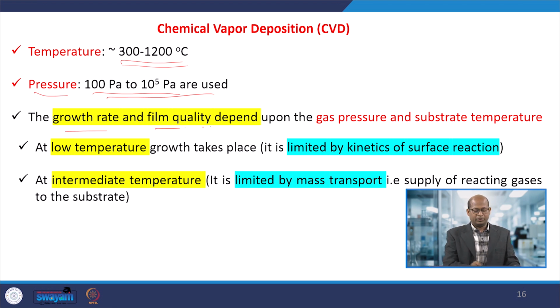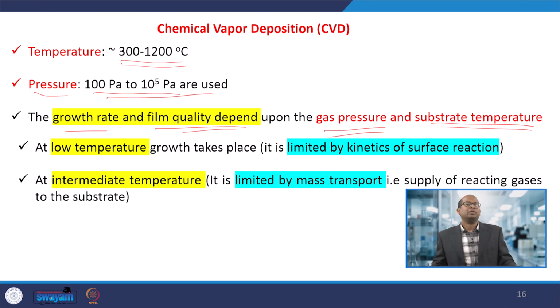Growth rate and film quality also depend on the gas pressures and substrate temperatures. So these are the more important things: gas pressures and substrate temperatures for the film formation, growth rates, and quality of films, whether it is single-wall, multi-wall, or mixed, depending upon the temperature range as well as the pressure of the reactant concentration. We can change the reactant concentration by changing the pressures. The methane gas concentration, that is the reactant concentration, we can change.